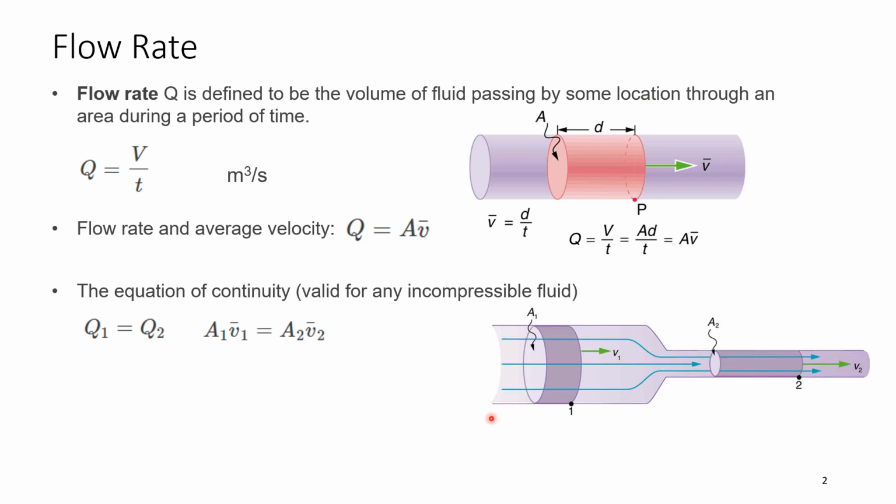In this particular case, because the cross-section area of the pipe decreases, the velocity must necessarily increase. Generally, speed increases when cross-sectional area decreases, and speed decreases when cross-sectional area increases.